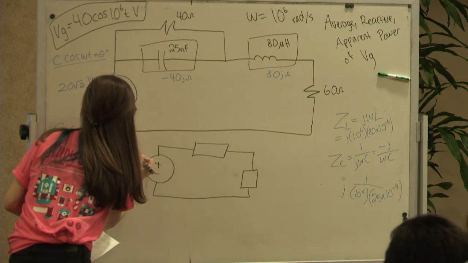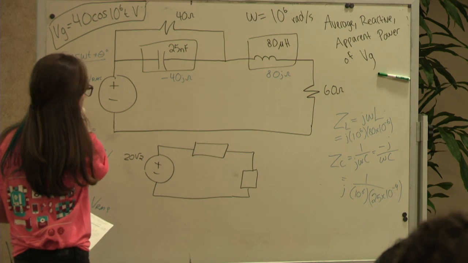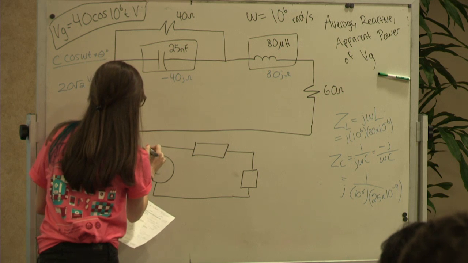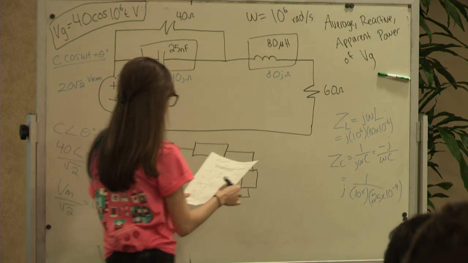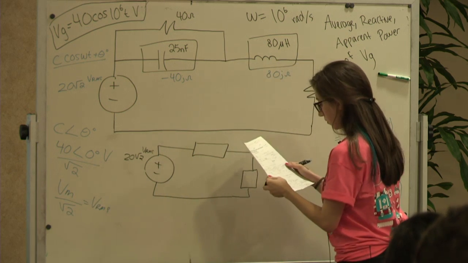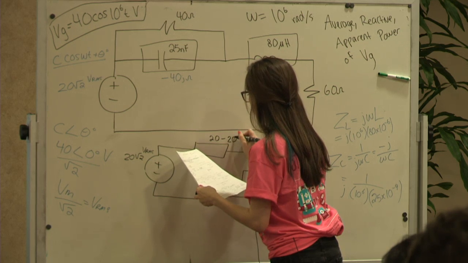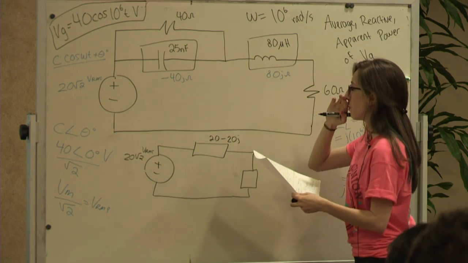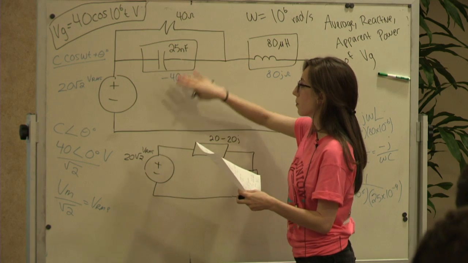And this is 20 root 2. This is already in rectangular because it was 0 degrees. So in rectangular, it's just 20 root 2 VRMS. And then this will be 20 minus 20j, because you're going to do parallel the same way. It's 40 times this over 40 plus this.